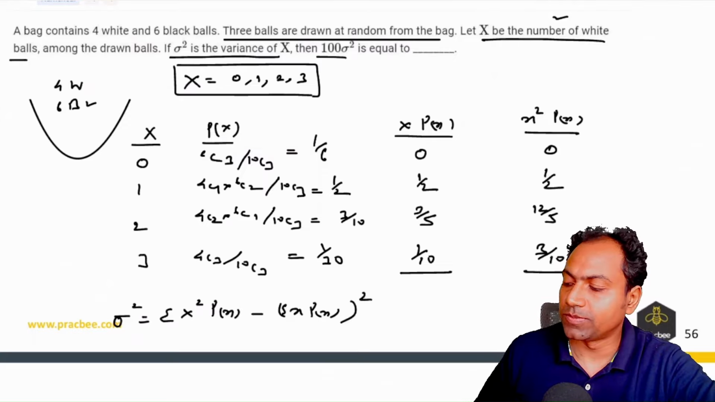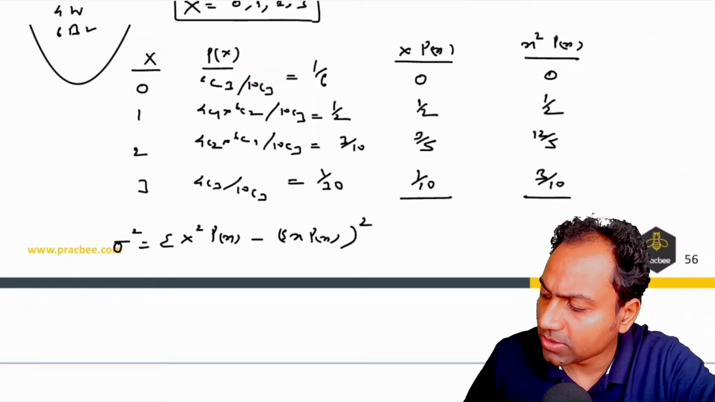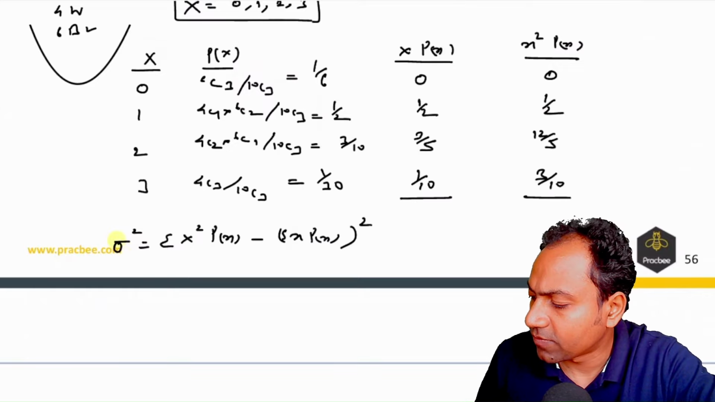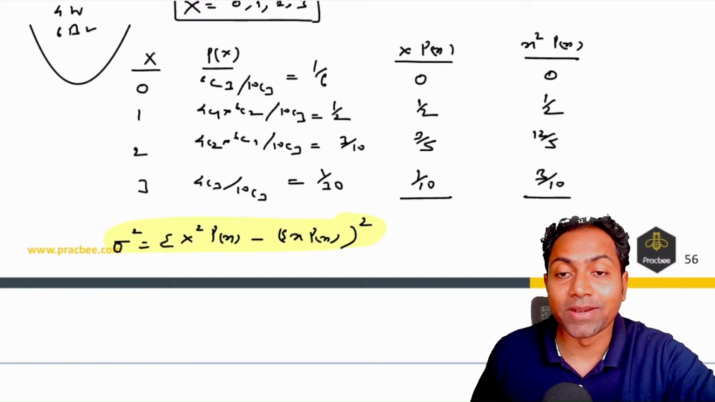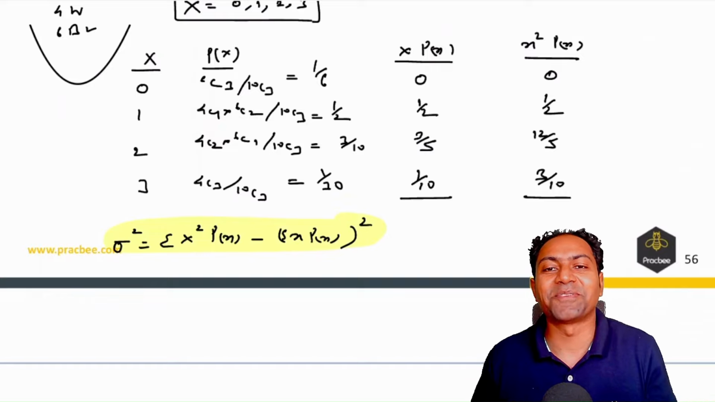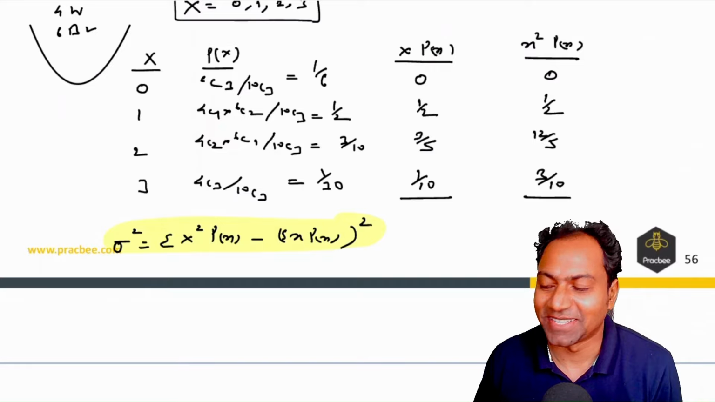Now what we need to do is add these values. Why? Because this is the formula that we have got for sigma square. This is the formula for variance. Where does this formula come from, and why is it this formula? For that we will have to watch the statistics lecture in detail.